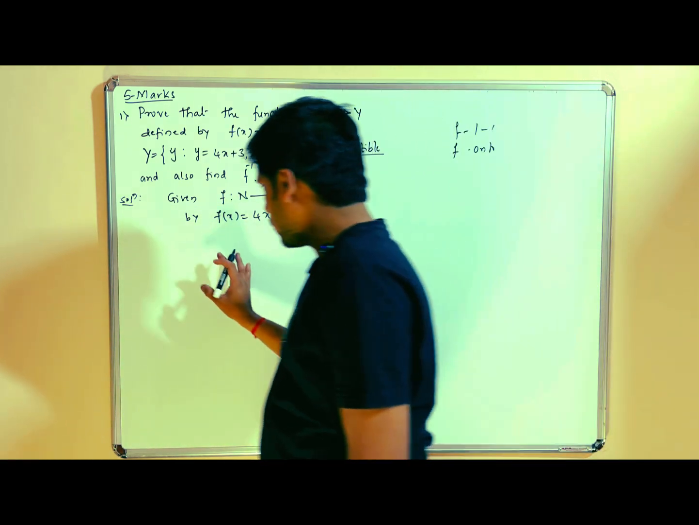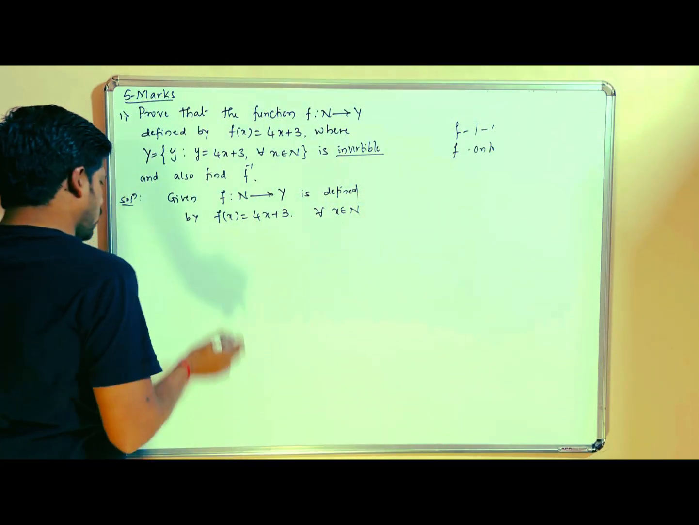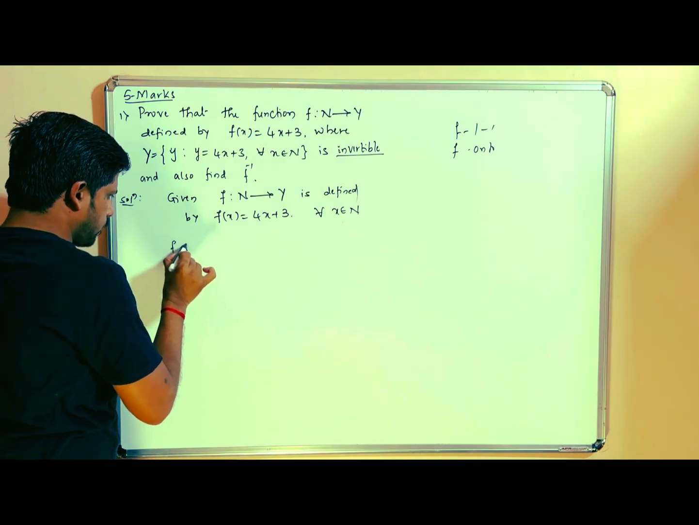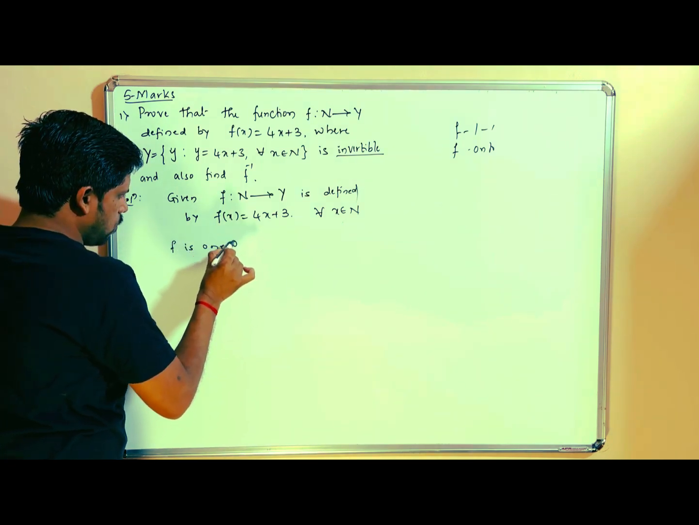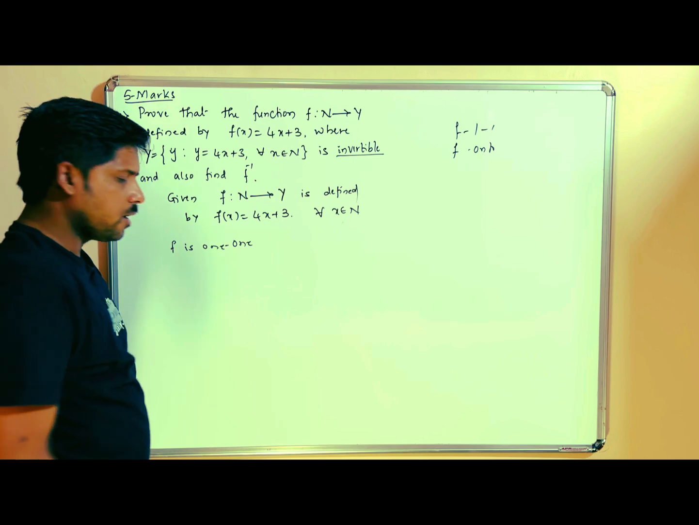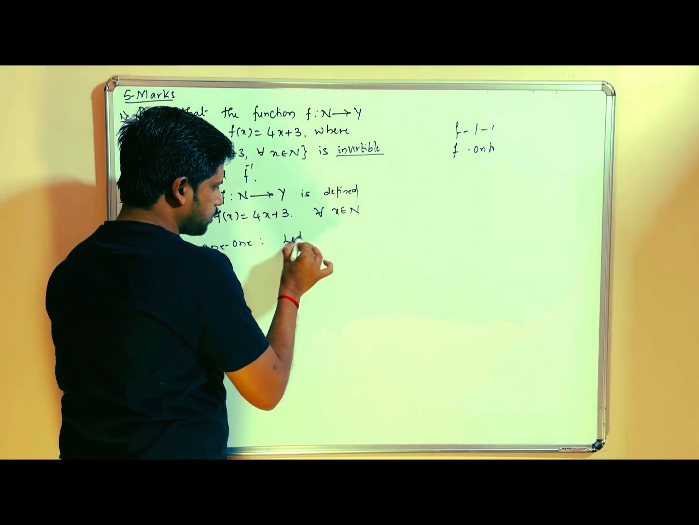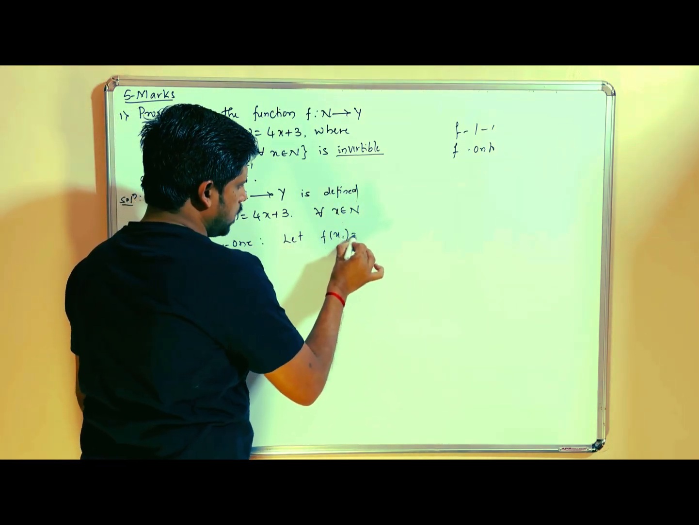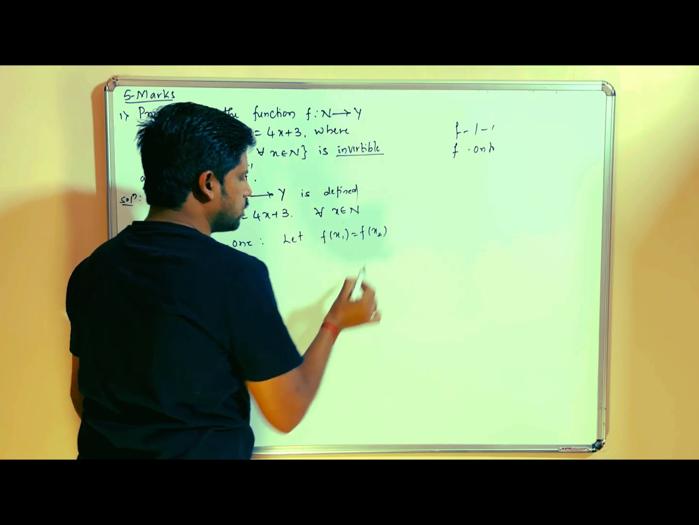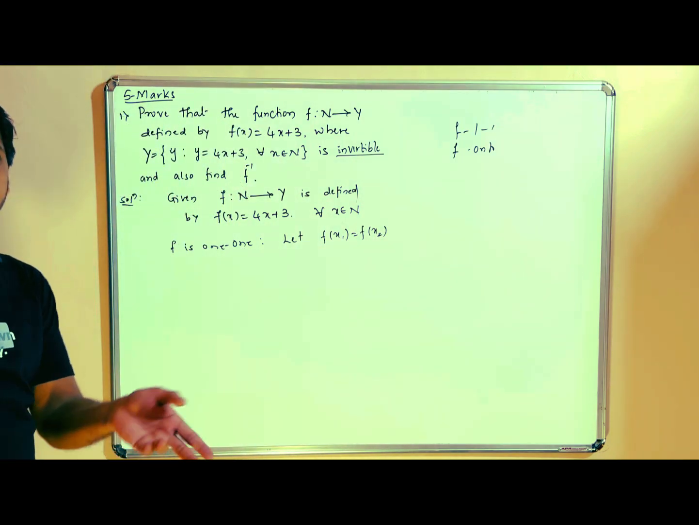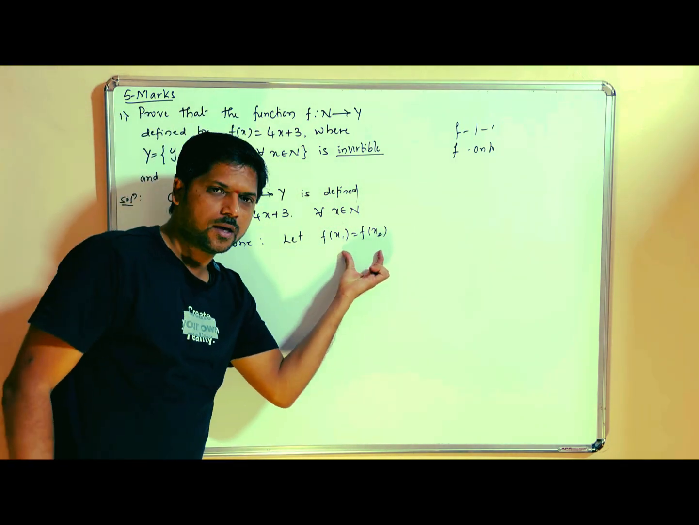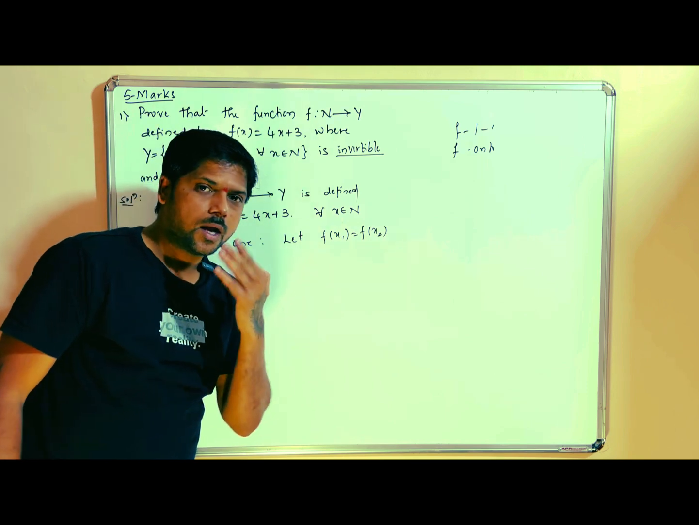So first we show whether f is 1-1 or not. We will check. What is the 1-1 definition? Let f of x1 is equal to f of x2, right? We have to show that the elements are equal. Now we have considered here images are equal. We have to show that elements are equal, right?